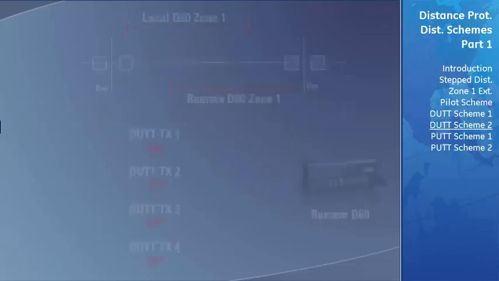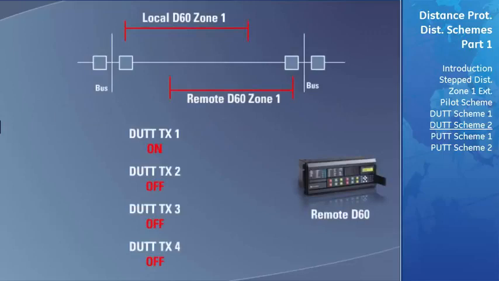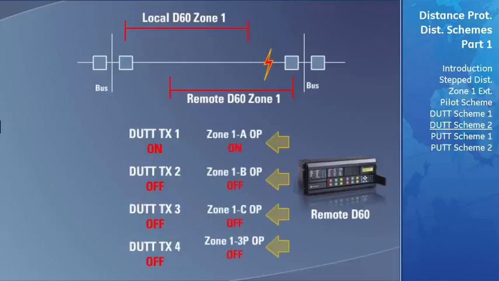If more than one bit of information can be sent back and forth over the communication channel, and single-phase tripping of single-phase to ground faults is to be achieved, the D60 needs to be programmed to use either the 2 DUTT transmit bit scheme or the 4 DUTT transmit bit scheme. If these multi-bit schemes are used, when the D60 detects a fault located in its Zone 1, it selectively turns on a sequence of bits that signal which phases are faulted.